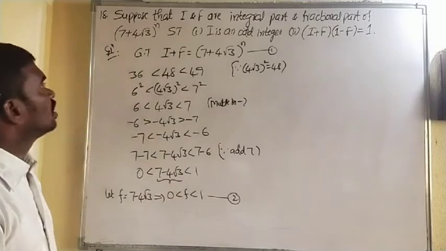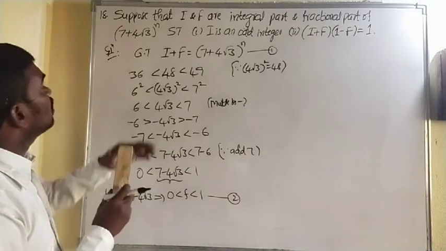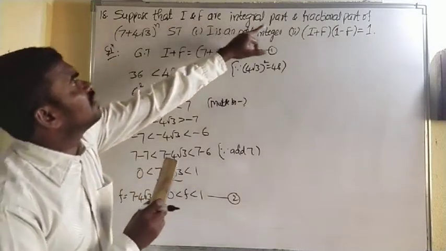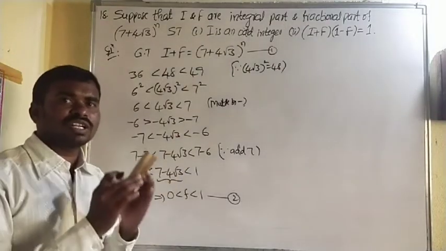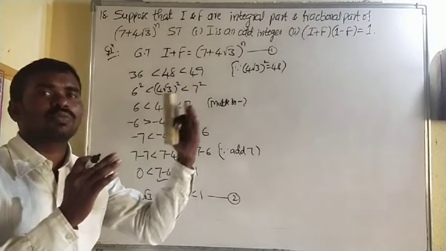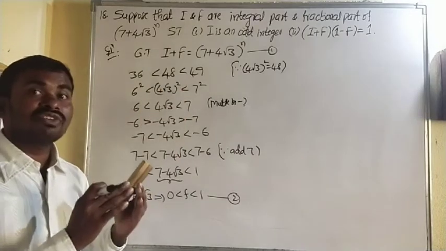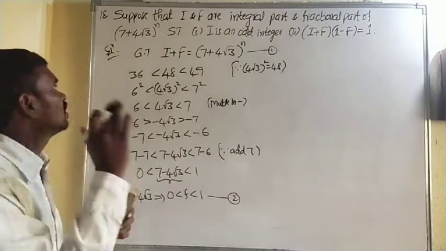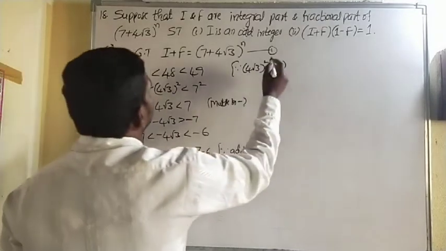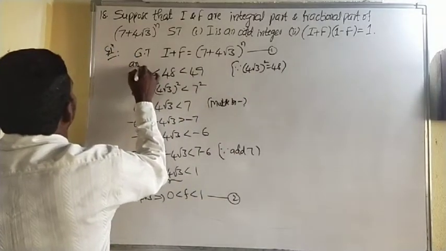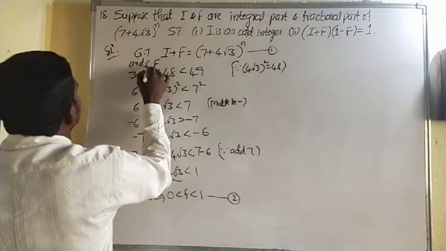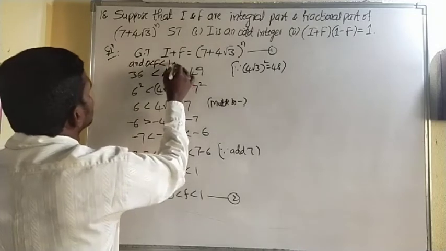Okay. And moreover, see what is f? F is a fractional part. F is a fractional part means f value is 0 point something. So F value also lies between 0 and 1. And here I am writing, capital F is 0 less than capital F less than 1. This is equation 2.